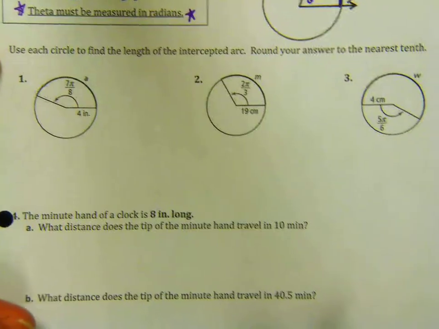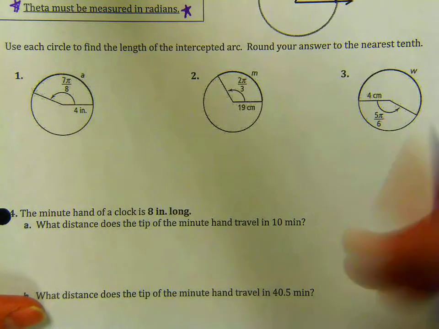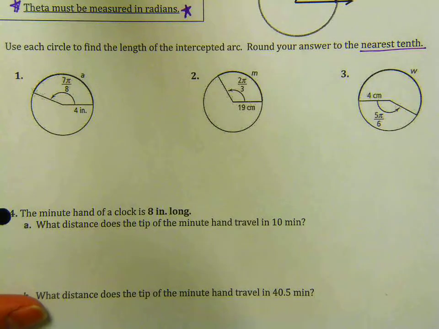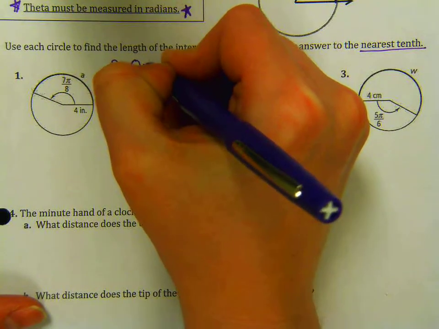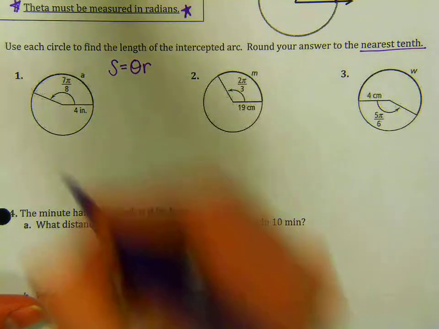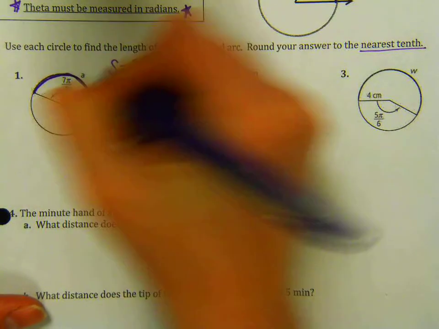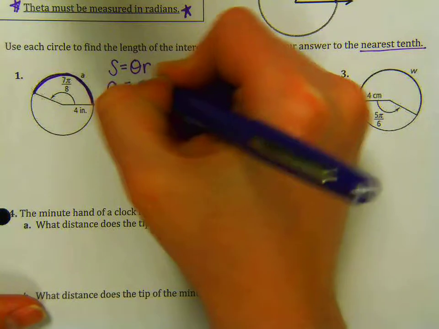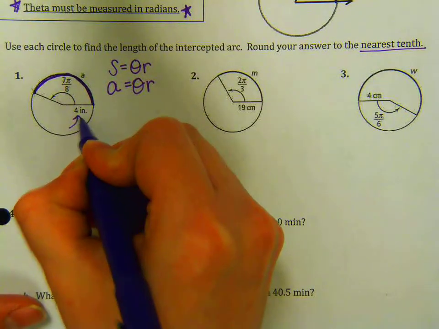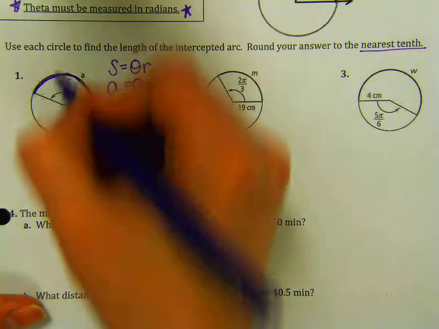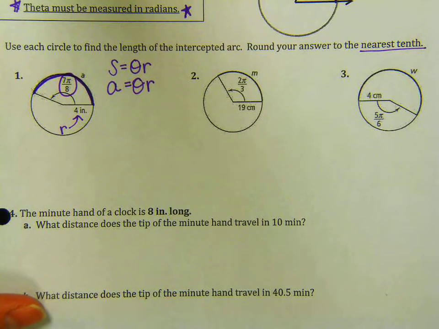Okay, so first three examples, use each circle to find the length of the intercepted arc. Round your answer to the nearest tenth. So I'm going to rewrite my formula. S equals theta r. In this case, my intercepted arc is right here, and that is actually A. So I'm going to write A equals theta r. R, my radius, so that is 4 inches. And then they also give us 7 pi over 8, which is my theta in radians.